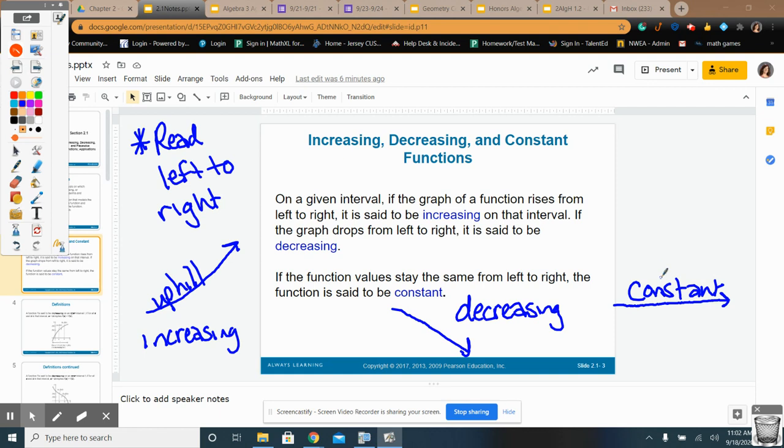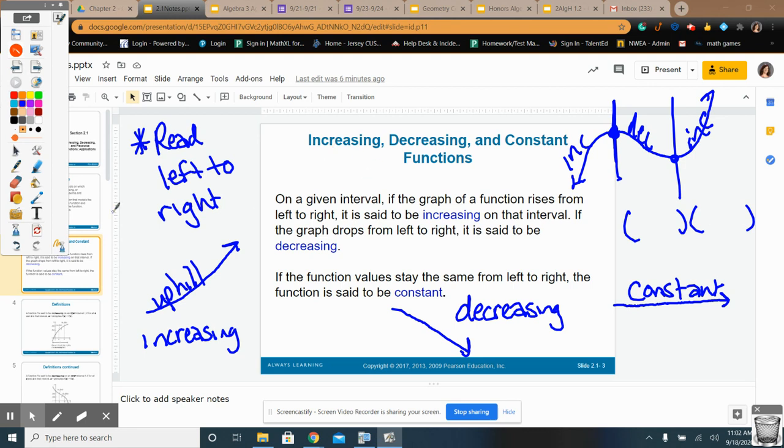Okay, so basically we're going to be looking at some graphs like this, and we're going to say, where are they increasing and where are they decreasing and where are they constant? Now, at the points where they switch, because this one would be like increasing, and then it would be decreasing, and then it would be increasing again. At the points where they switch, we say they're neither increasing or decreasing. So we're going to be using parentheses for everything we talk about with increasing and decreasing.